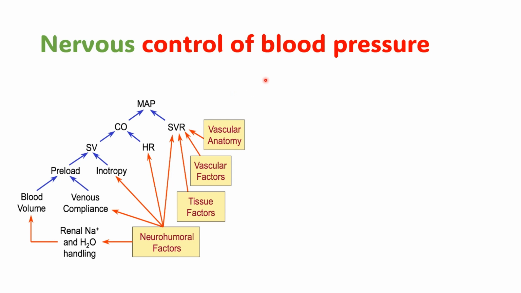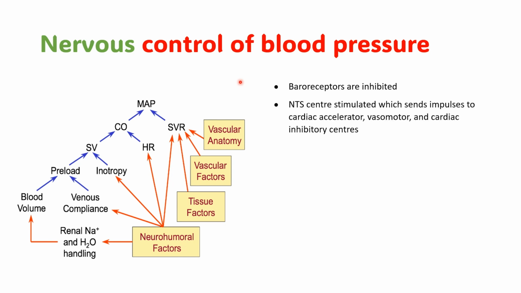So let's look at this mechanism. Initially, the baroreceptors, the pressure receptors, are inhibited. The baroreceptors are located in the arch of the aorta and also in the carotid sinus. The NTS center, the nucleus tractus solitarius center, is stimulated. It can be stimulated particularly by the posterior nucleus of the hypothalamus. There can be neurons which extend from there and stimulate the NTS. But then the NTS is going to send impulses to the cardiac accelerator, vasomotor, and cardiac inhibitory centers.